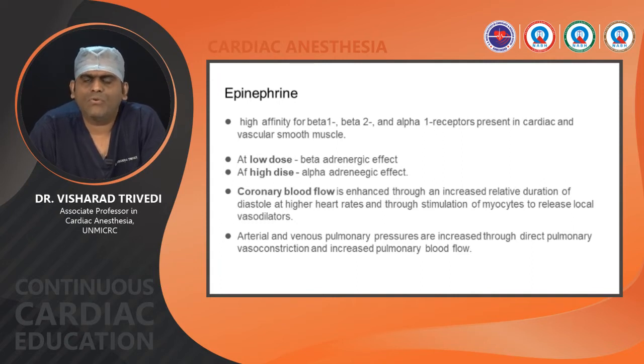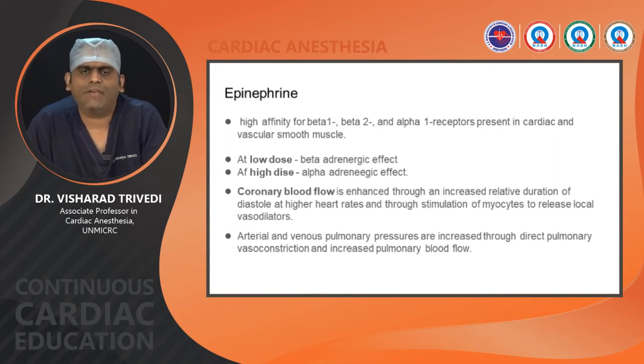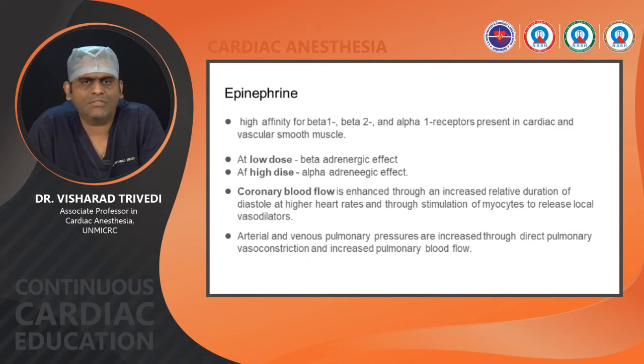vasoconstriction as well. So coronary blood flow is enhanced through an increased relative duration of diastole at higher heart rates and through stimulation of myocytes to release local vasodilators. Arterial and venous pulmonary pressures are also increased through direct pulmonary vasoconstriction and increased pulmonary blood flow. So basically at higher doses it will constrict all the vascular beds, so tissue perfusion may get hampered if a very high dose is used for a very long time. So it is preferably used in low doses that will have a beta 1 agonistic action that will increase the cardiac contractility, as well as beta 2 receptor action that will cause vasodilatation as well.